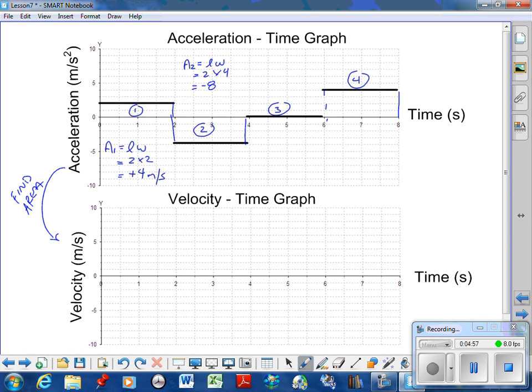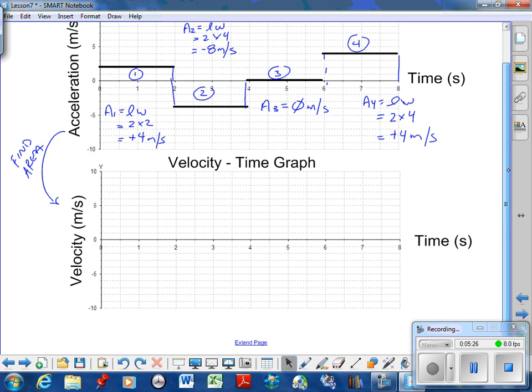And it's going to be negative 8 meters per second. All right, because the area is below the x-axis, we consider it to be negative. Area 3 is really nice. It's 0 meters per second. And area 4, again, length and a width. So we end up with 2 times 1, 2, 3, 4. And it'll be a positive 4 meters per second. So here we are. From that information, you can create your velocity time graph.